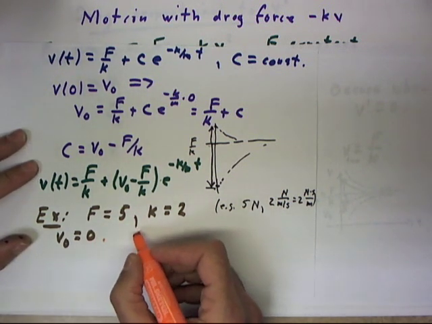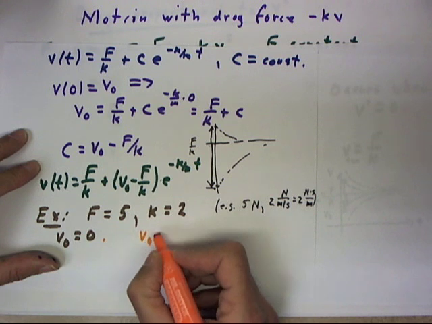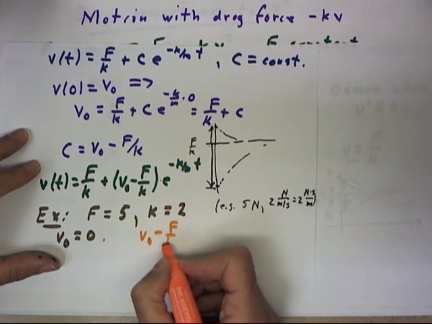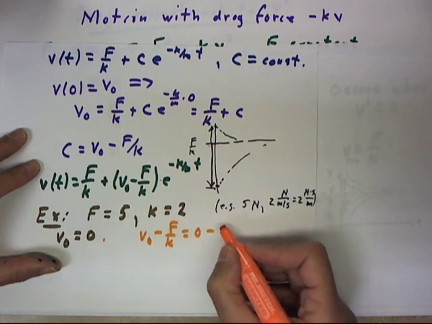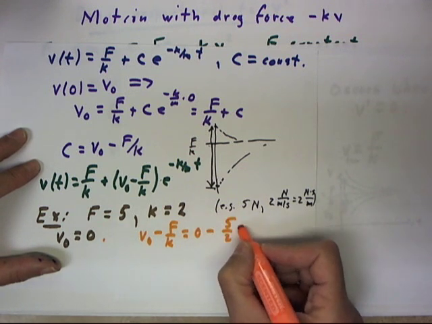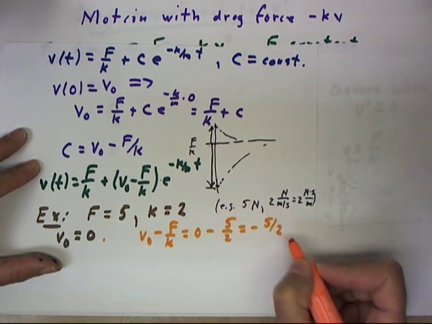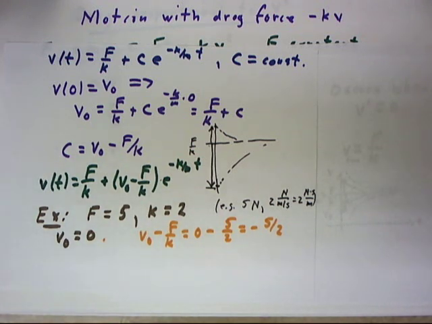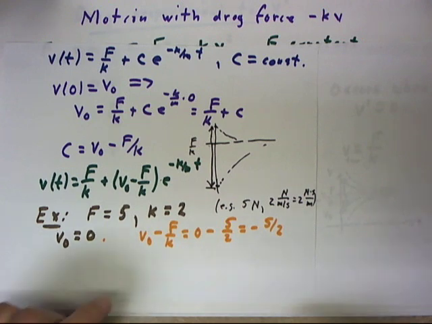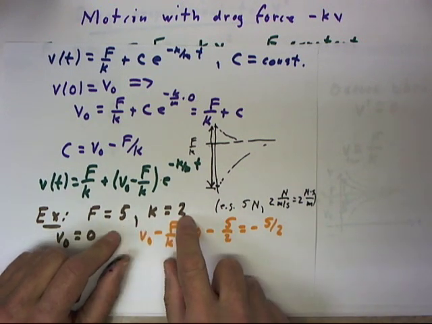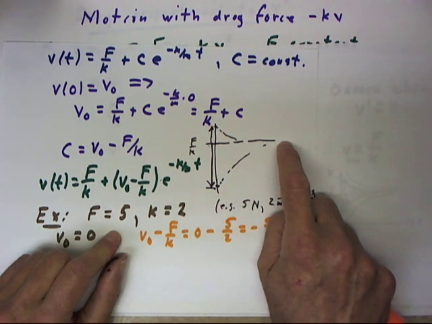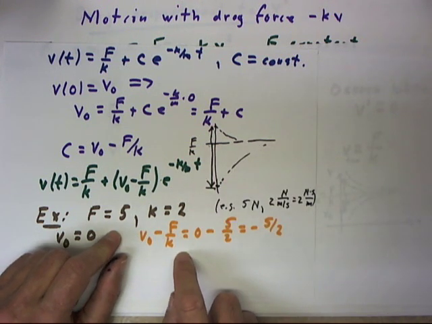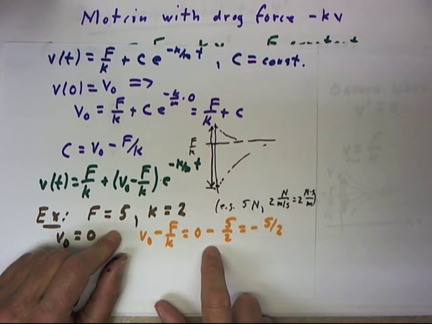Okay, in any case, the solution then is v of t. First of all, let's observe that v naught minus f over k is what? 0 minus 5 over 2, which is negative 5 halves. What's the meaning of that? Well, we could first perhaps have observed that f over k, which is the equilibrium velocity for this system, the equilibrium solution to this equation, is 5 halves.